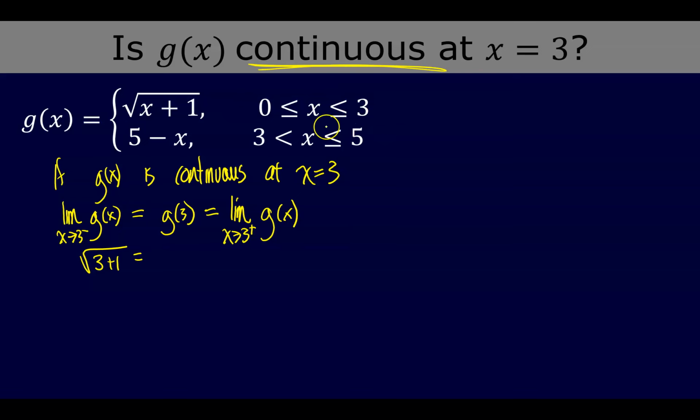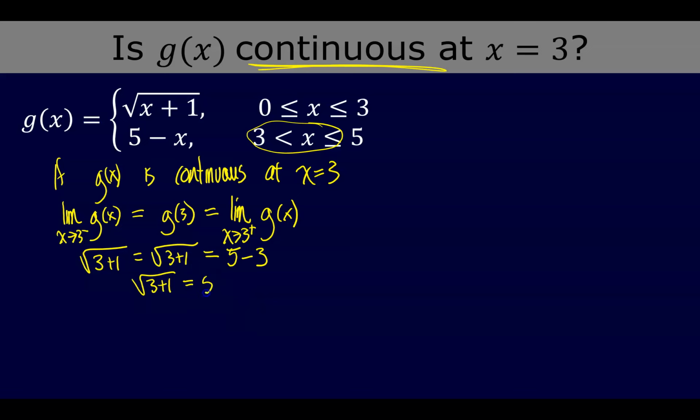G of 3 itself, we have that less than or equal to, so that's also the square root of 3 plus 1, because I would just be literally putting 3 into that square root of x plus 1. And let's see. If I do 3.1, 3.01, 3.001, I'm talking about over here, so that would be 5 minus numbers closer and closer to 3. And let's see, what am I going to do next? I'm just going to rewrite this so I can combine everything.